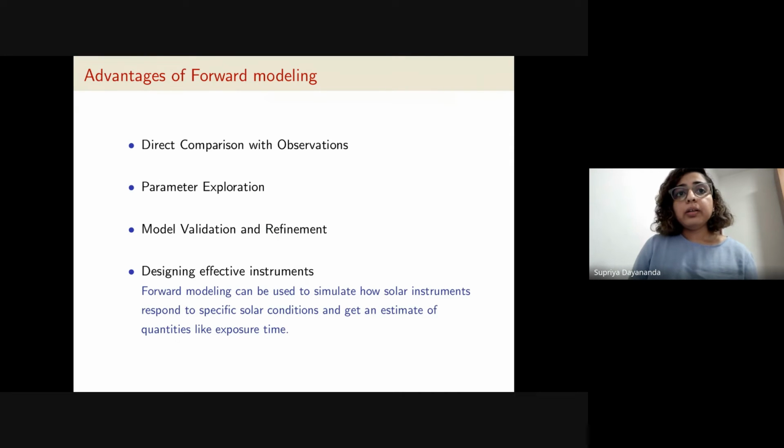And the other important advantage is you can use forward modeling tools to design better instruments. That is, you can compute how different signals are going to respond to different instrumentation conditions and get an estimate of quantities like exposure time, and basically have a better judgment of the kind of observations and the instruments that you would need for the observations.